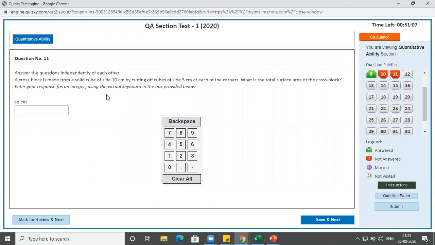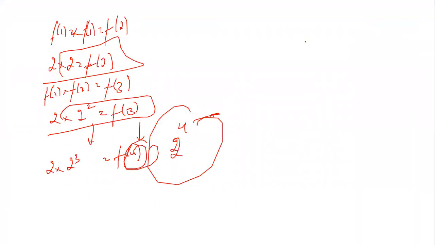A cross block. Okay, cross block has something like... I don't know if I can draw this. For you guys, try to draw this 3D figure. ऐसा कुछ दिखता है. Cross block. ओके आगे पढ़ते हैं. ऐसा कुछ दिखता है. एक बार गाइस गूगल कर लेना.